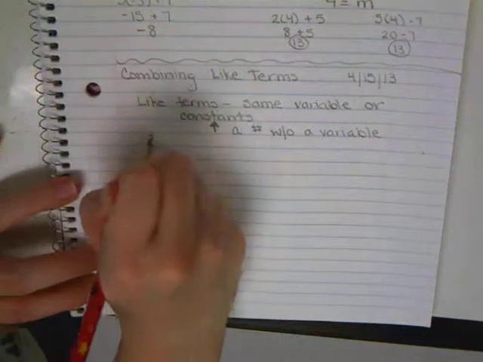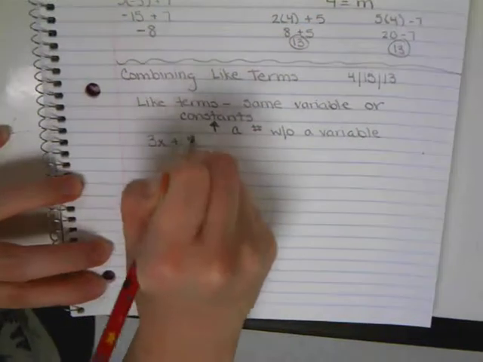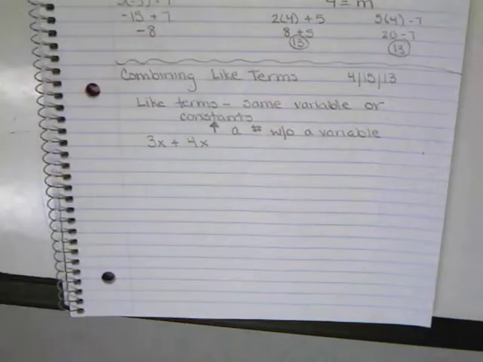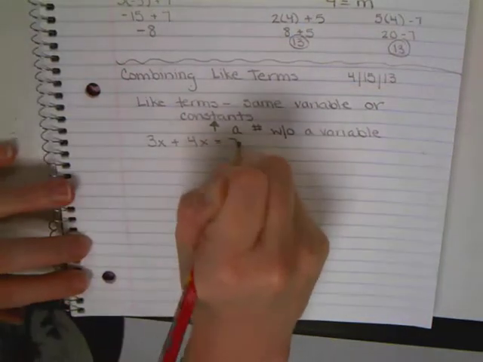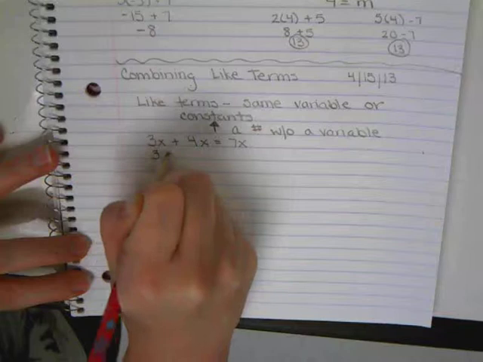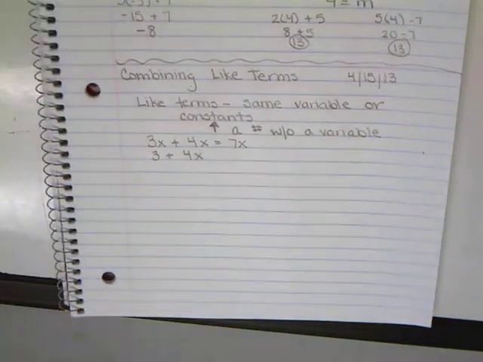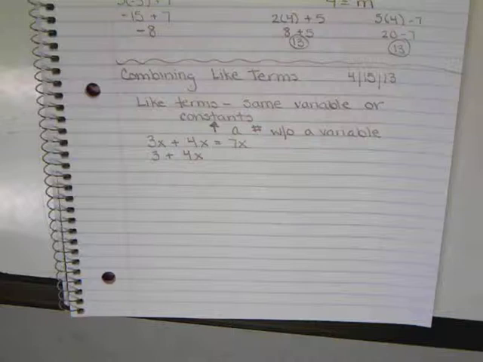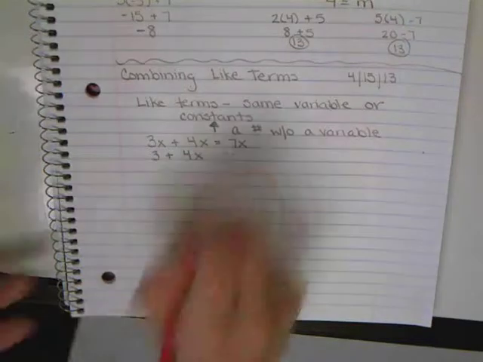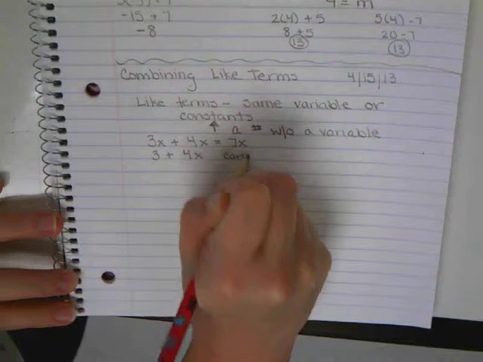Okay. So, my like terms. If I had a 3x and a 4x, could those be combined? Yes, and they would make 7x. Could 3 and 4x be combined? No. Why not? They don't both have a variable, okay? So, they can't be combined.